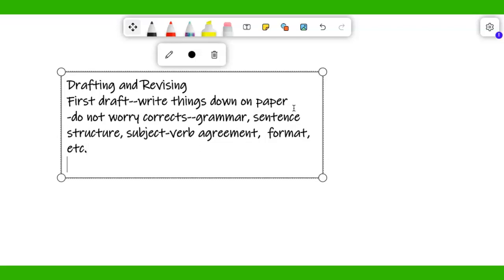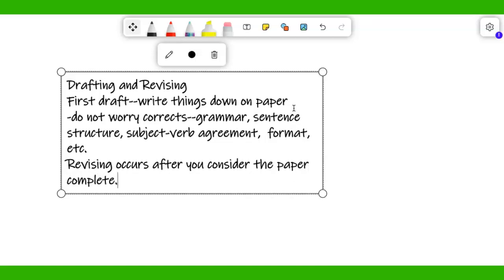Now, when revising comes in, revising happens once you consider your paper complete. Only then does revising occur. So as you are adding and taking away and thinking about what you want to incorporate into your paper, that is a draft. You only start revising once you figure out you have all your ideas on the paper. Okay? That's when we go back to start to think about how we want to clarify those ideas.